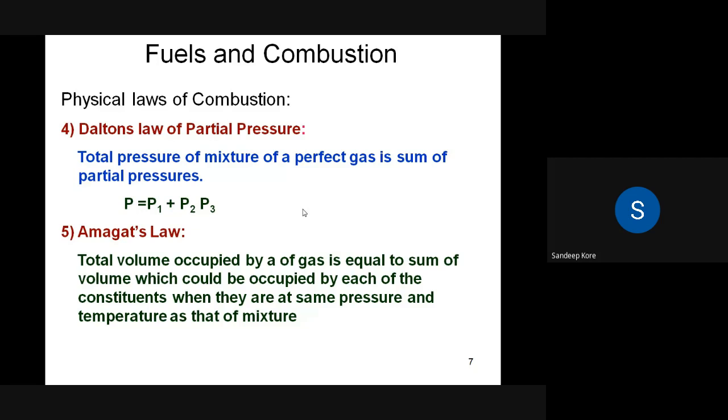Suppose you take a grain of wheat or jowar. If the volume of one grain is 10 milligrams, and there are 100 grains, then 10 into 100 is the total volume occupied by those grains. So the total volume is again the sum of the volumes of each of the constituents. So Dalton's law is the law of partial pressure and Amagat's law is the law of partial volume. The total volume is equal to the sum of the volumes of all the constituents.